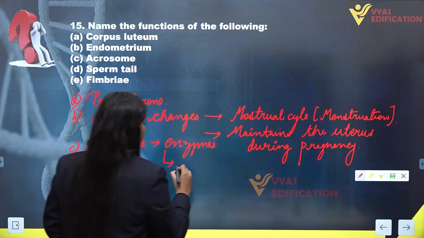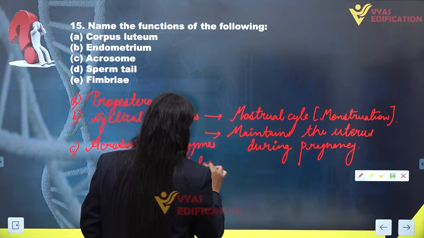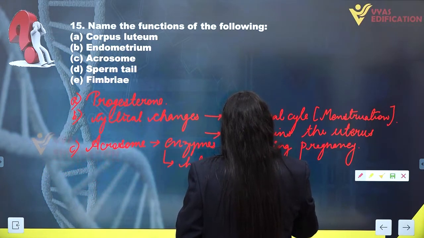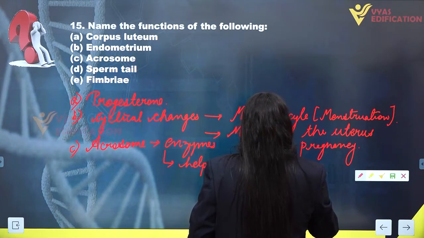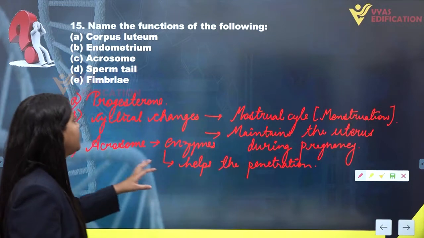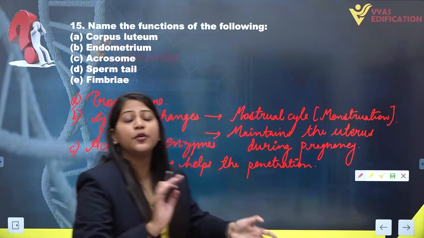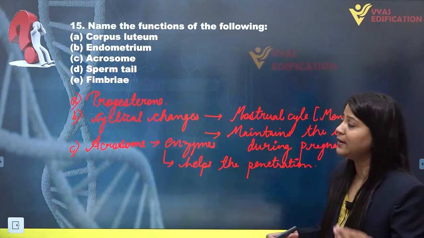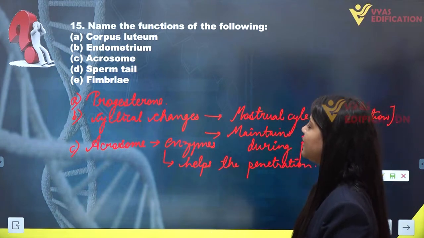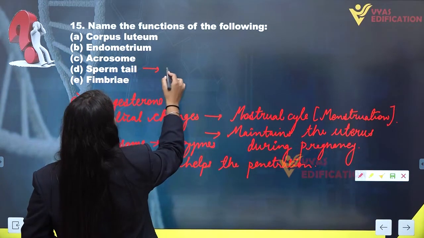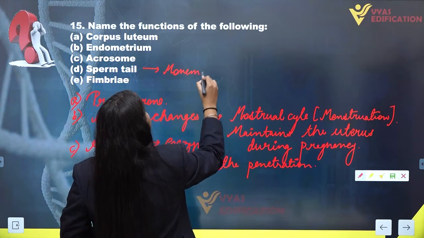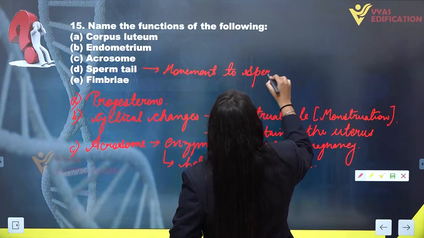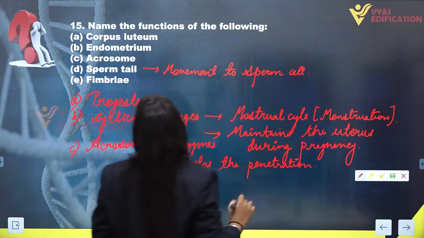This enzyme helps in the penetration process of fertilization. So this is the function of acrosome, that it is having certain types of enzymes in it, and these enzymes penetrate the ovum to fertilize that cell. Now next we have a sperm tail. Sperm tail facilitates the movement or motility of the sperm cell. So this is the function of sperm tail.